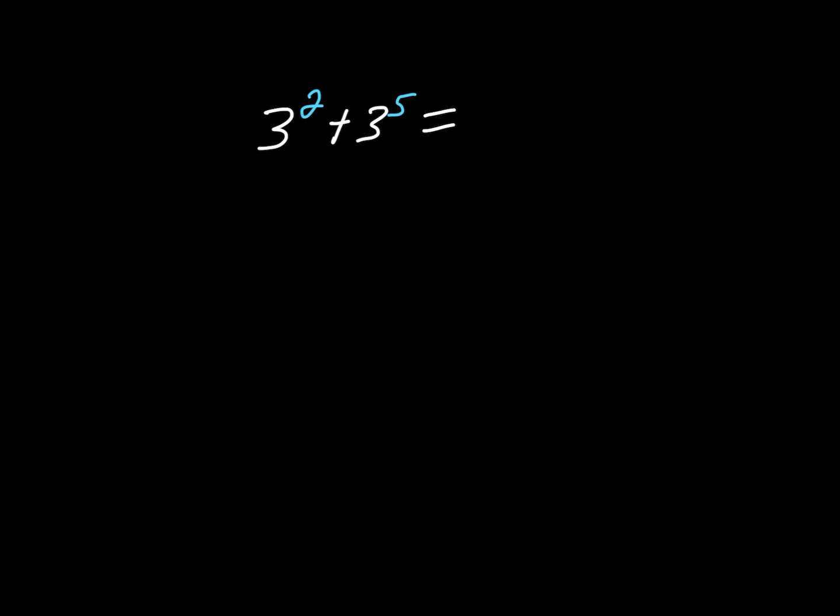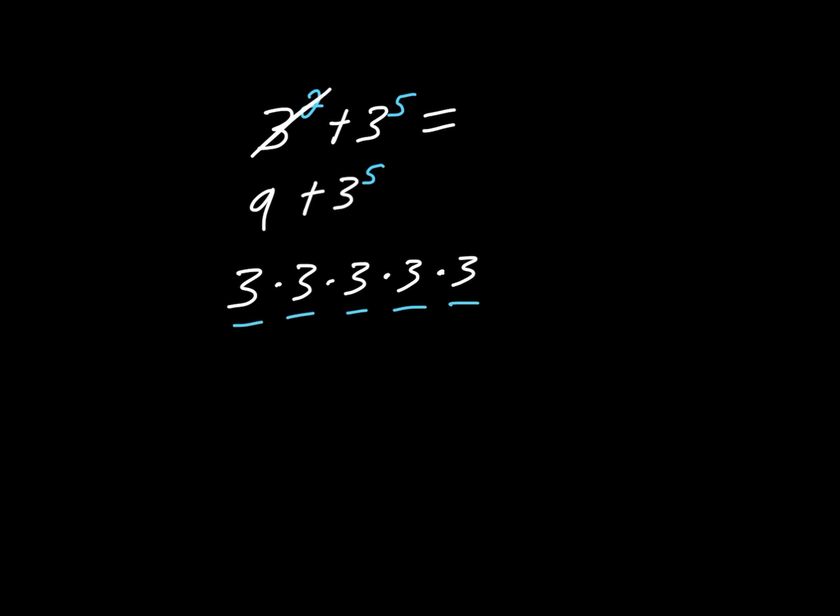So 3 to the second power is going to equal 9. 3 times 3 equals 9. So we can add 9 plus 3 to the fifth power. And what is 3 to the fifth power? Now, what we could do is multiply 3 times 3 times 3 and so on, five times. 1, 2, 3, 4, 5 times. And in fact, let's do that.